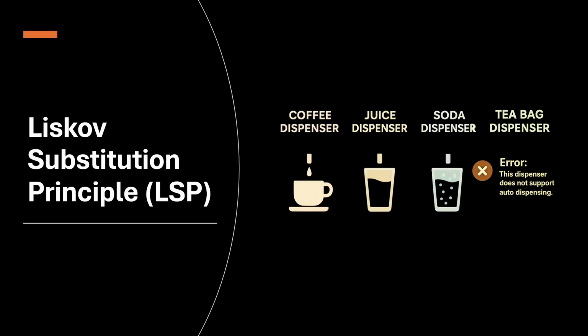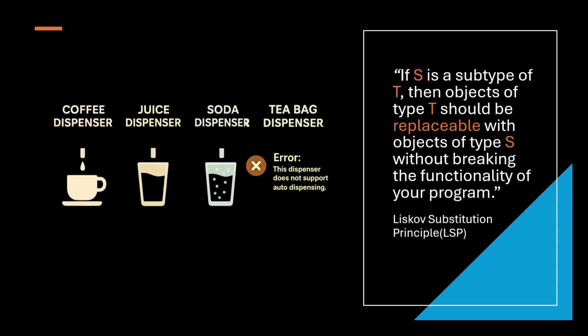And the topic for today is Liskov Substitution Principle, the most misunderstood rule in object-oriented programming. The formal definition of Liskov's substitution principle states that if S is a subtype of T, then objects of type T should be replaceable with objects of type S without breaking the functionality of your program. In simple terms, this means if a child class inherits from a parent class, you should be able to use the child class wherever the parent class is expected, without any surprises or failures. If there are any surprises or failures, that is a violation of Liskov's substitution principle.